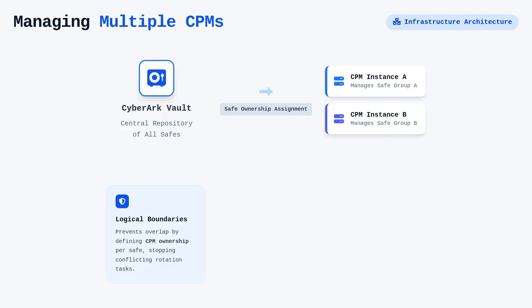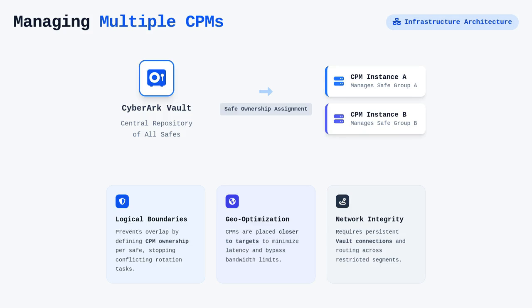In an enterprise environment, this allows us to place CPMs geographically closer to the target systems they manage, which minimizes latency and handles bandwidth constraints efficiently. We must ensure that the routing definitions are handled correctly at the network level, as each CPM instance must maintain a persistent, secure connection to the vault while reaching out to target systems across potentially restricted network segments.